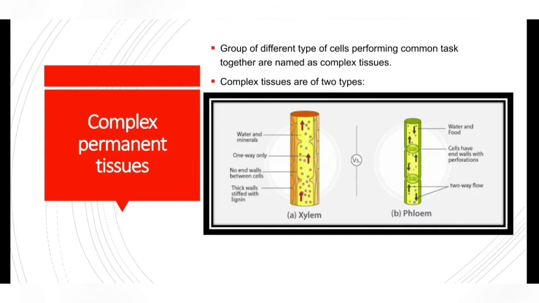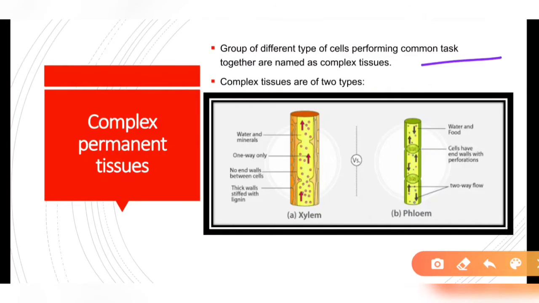Now let's learn about the complex permanent tissue. We call them complex because they have different groups of different types of cells which perform the same task together, and that's why we call them a complex tissue. There are two types, xylem and phloem.